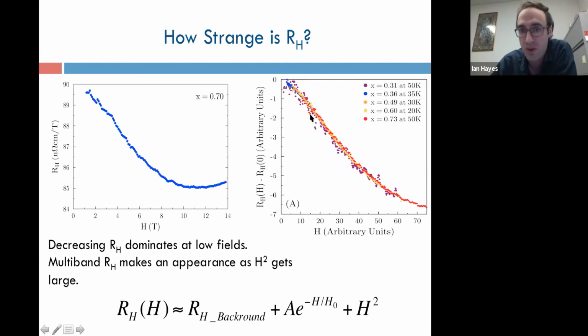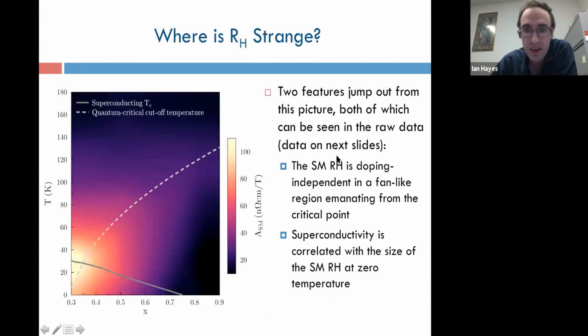Just to give you a basis for what I'm going to show you in the next slide, throughout the phase diagram we try to estimate how much you can actually decrease RH by applying a large field. When you do that, this is what you get. This is an intensity plot for that strange metal field dependence in the doping and temperature plane.